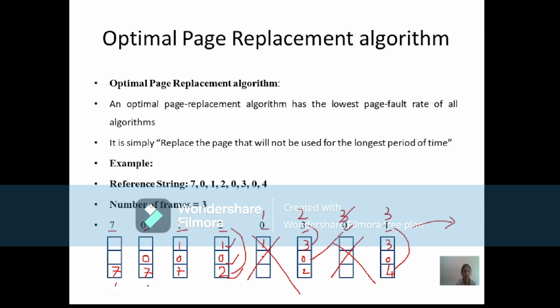If we count the number of page faults: 1, 2, 3, 4, 5 and 6. The number of page faults in the optimal page replacement algorithm is 6.